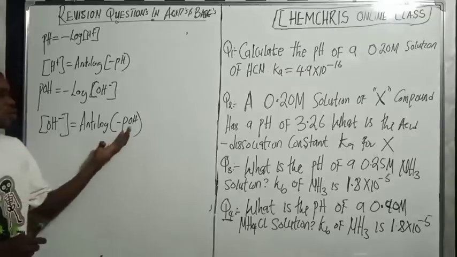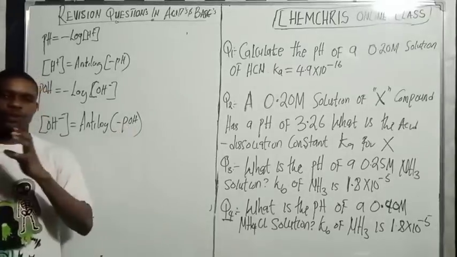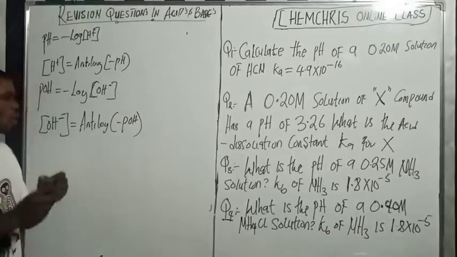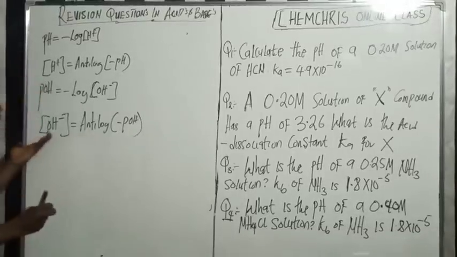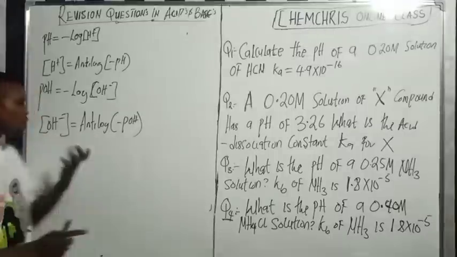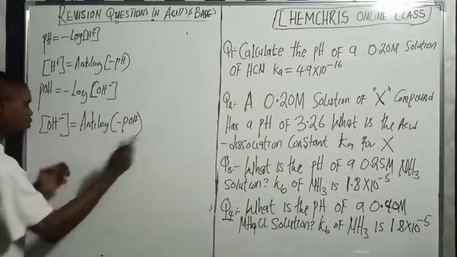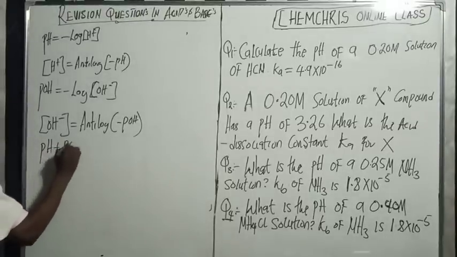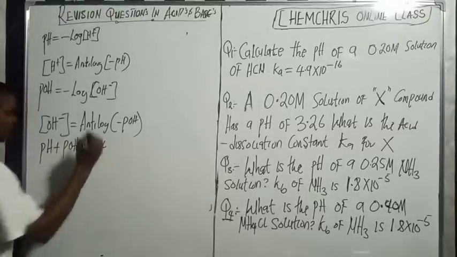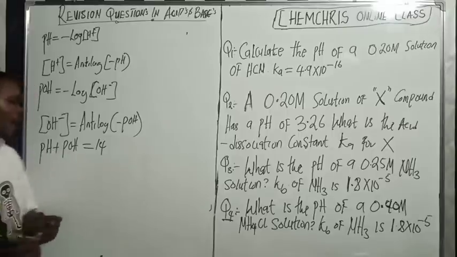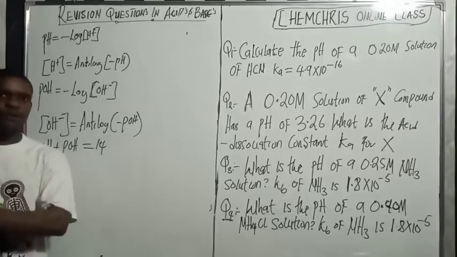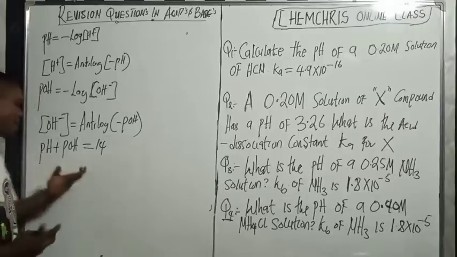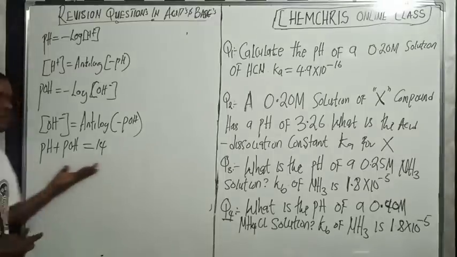So this way you know the pOH of the compound or of the base, and you are asked to calculate the concentration of that base. You can use this formula here. Do you understand? So the next one you want to look at is pH plus pOH equals 14. Do you understand? So if they ask you to calculate the pH of a solution, and they give you the pOH, you can easily use this formula here.